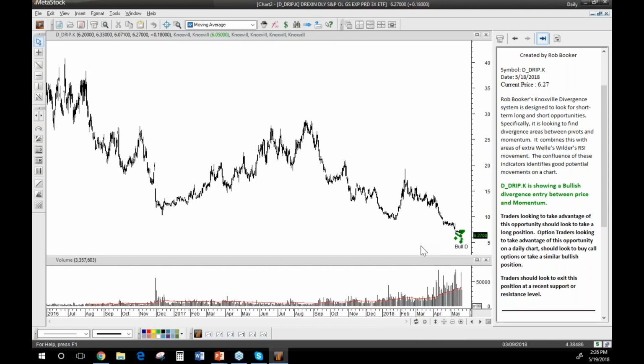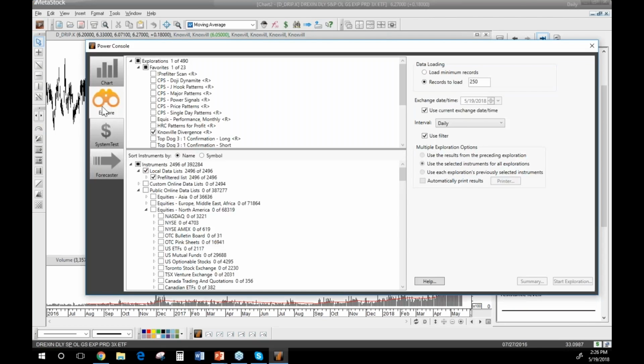If I just threw it on a Dow chart, you're probably not going to find anything. You need to scan for it. And the way that works, just come into the Power Console, click on the Explore tab. That's our name for scanning, is exploring. You've got a Knoxville divergence one right here. I'll go ahead and scan it against my pre-filtered list.